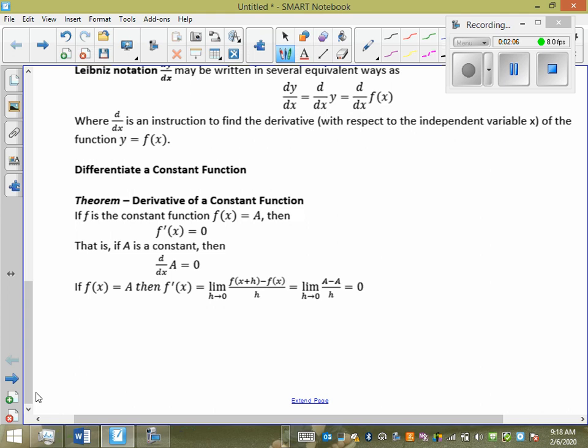And then for f of x, it would just be a, correct? So we'd have a minus a over h. What's a minus a? 0. So it would always be 0. So if you use the limit formula, it would prove that it becomes 0.